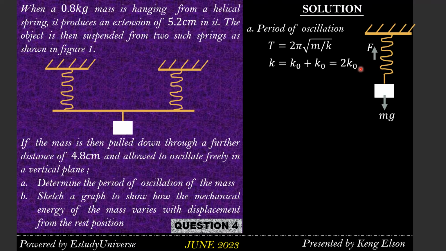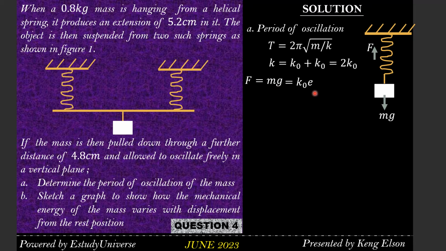Okay, so initially when it was just connected to one spring, we had the weight of the mass when it was pulled down. The weight is mg, and there's a resisting force, which is the tension in the string, acting towards the fixed support. According to Newton's law, that force is mg, and according to Hooke's law, that force is the spring constant times the extension.